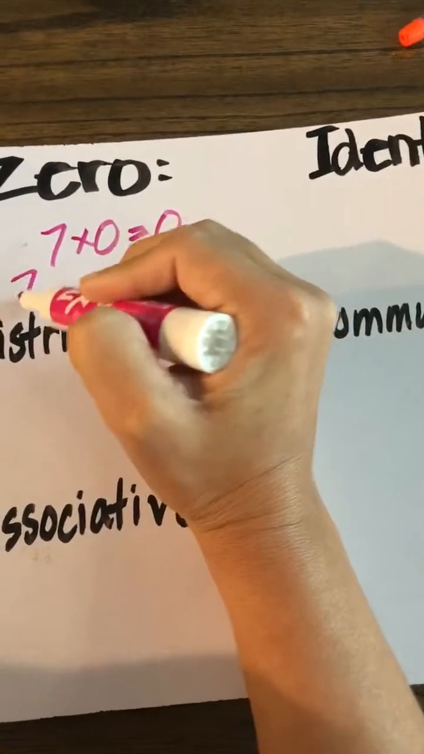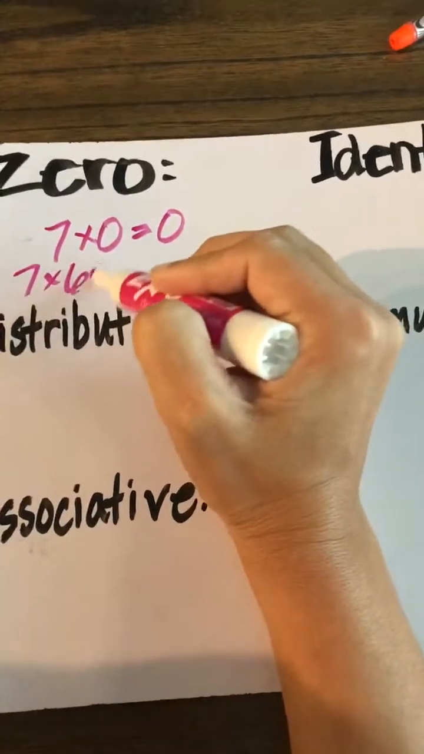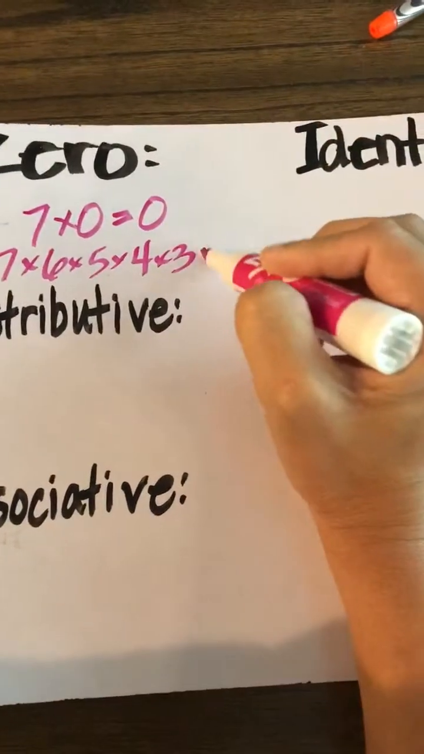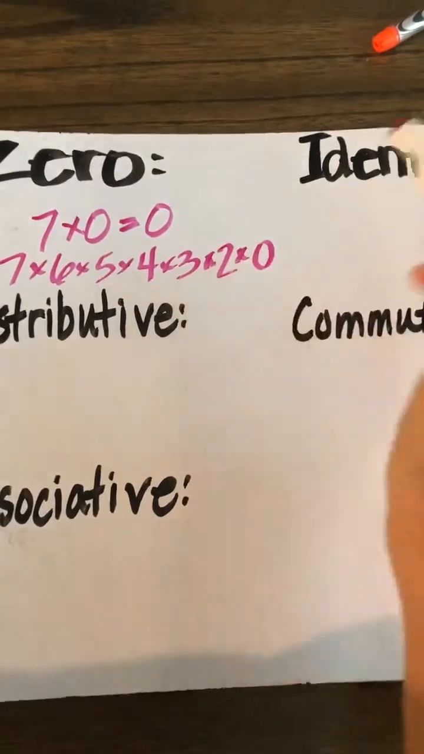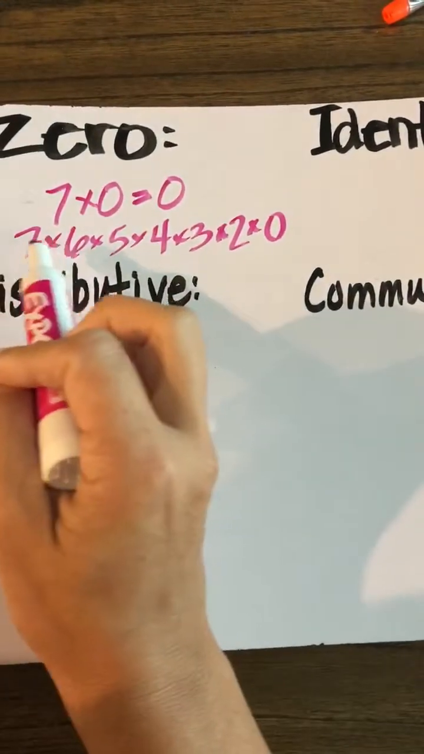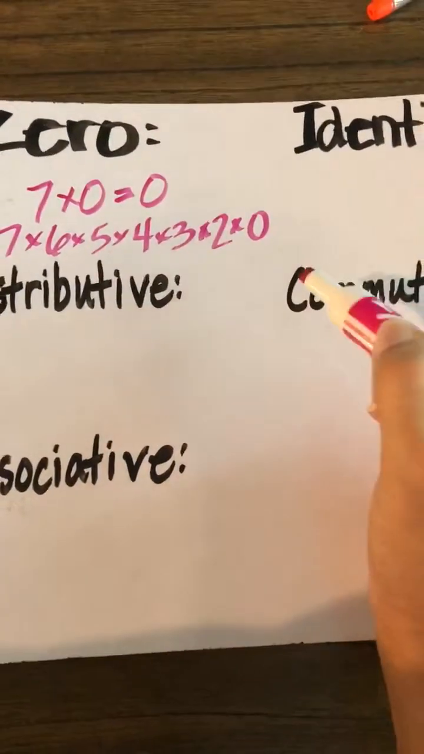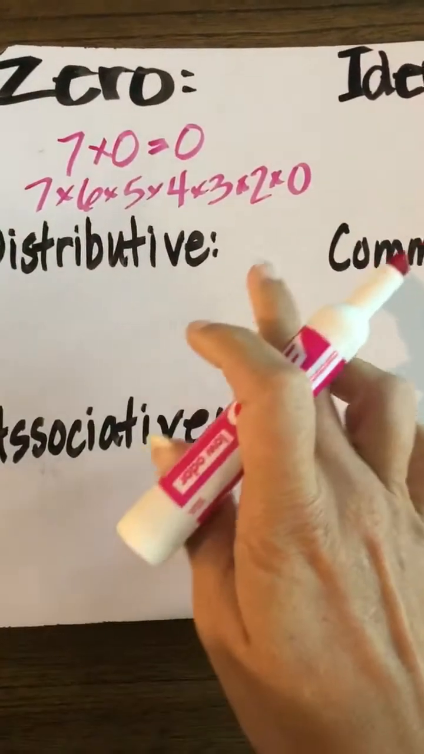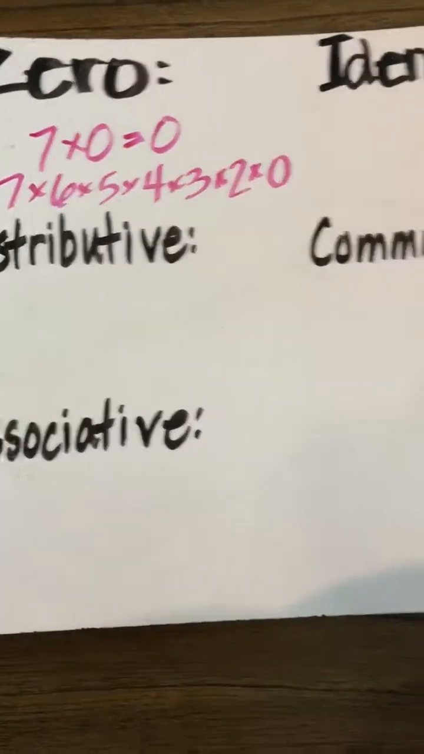It can come in as a shortcut if you have 7 times 6 times 5 times 4 times 3, and you have a really big problem and then it has a 0 in there somewhere. As long as you can identify that little 0 in there, you don't have to do any of this other work, because you know that 0 makes the whole product a 0. So look for that, because that can help you out and save you some time.